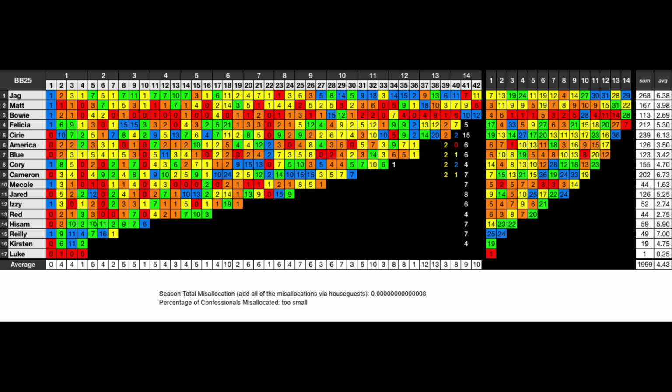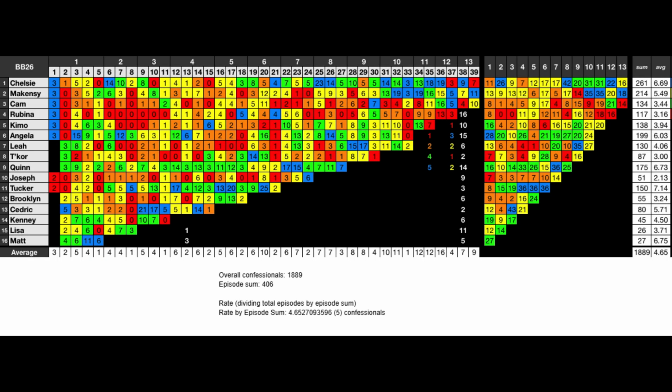So these are the numbers of everything added together, and I'm not really too sure about it. And honestly, you can kind of just ignore it, but here it is. Now we are moving on to our final season in Big Brother 26, which literally just happened as I'm recording this. So the overall confessional count for this season is 1,889, and the episode sum is 406. So dividing the former by the latter, we have a rate by episode sum of 1.65 confessionals per episode. And writing that up, that would mean 5, essentially.